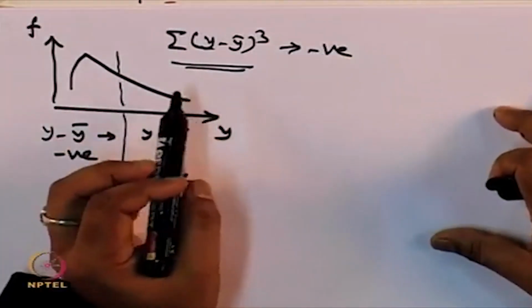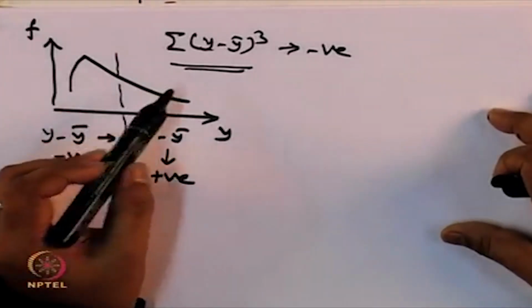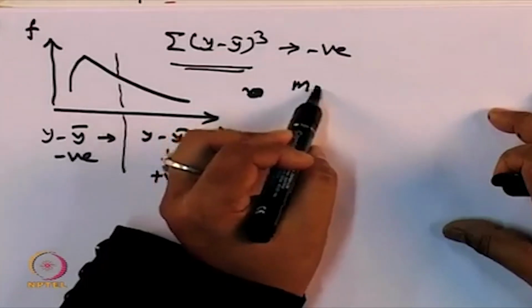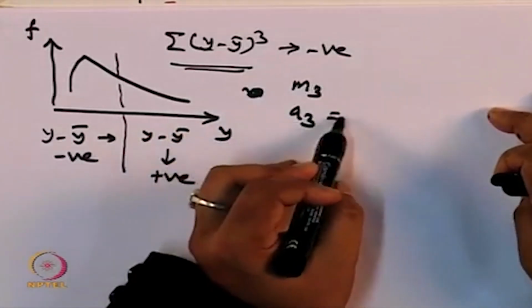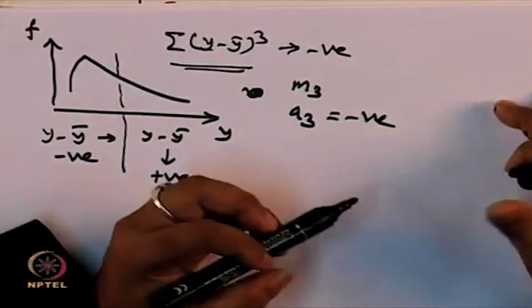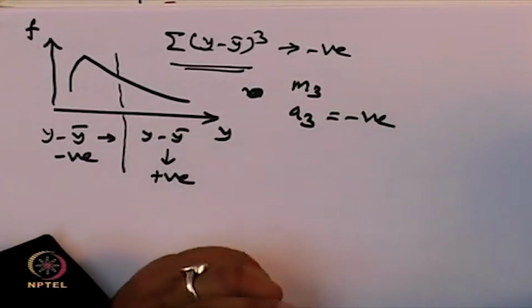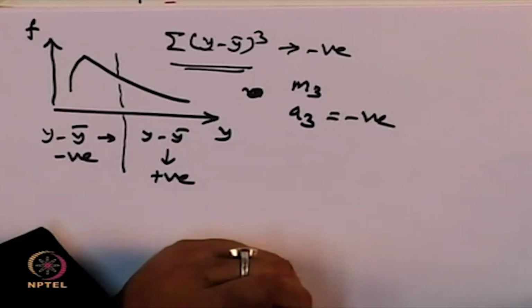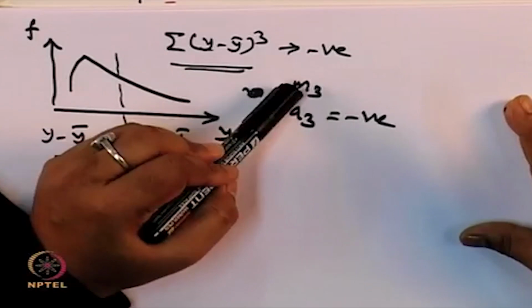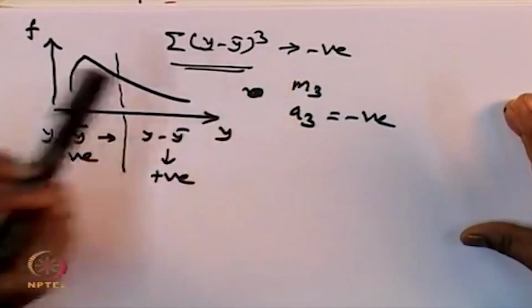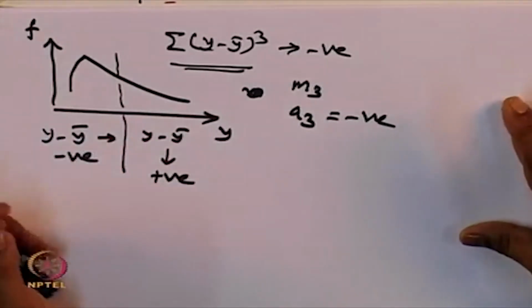So, there is a greater chance that in this case, when you calculate m3 or a3, you get a value which is negative, because m2, m4, m6 are always positive, because they have y minus y bar whole square, whole fourth, whole sixth, those are always positive. So, all odd moments for asymmetric distributions may be either negative or positive depending on how the data is biased.